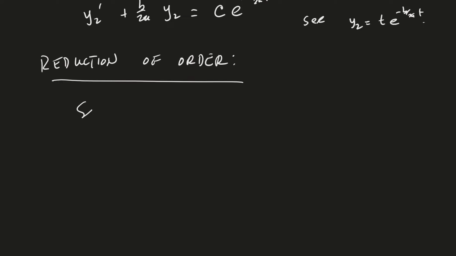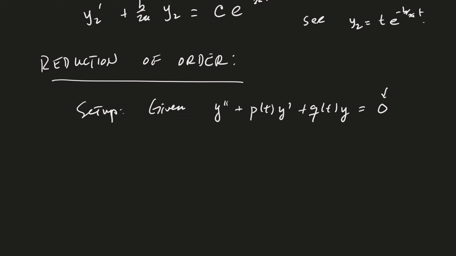And so what's the setup to this? We're given y double prime plus a generic differential equation, but it is homogeneous, that's important, and one solution, y1 of t. What we want to find is y2 of t.